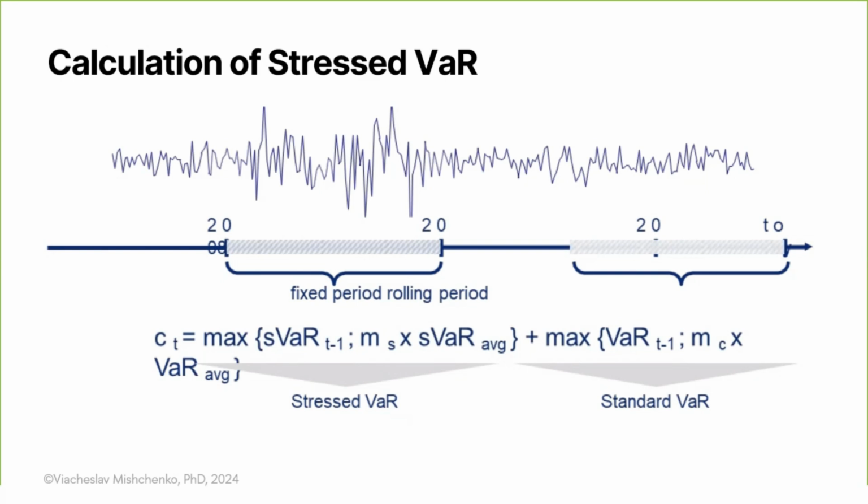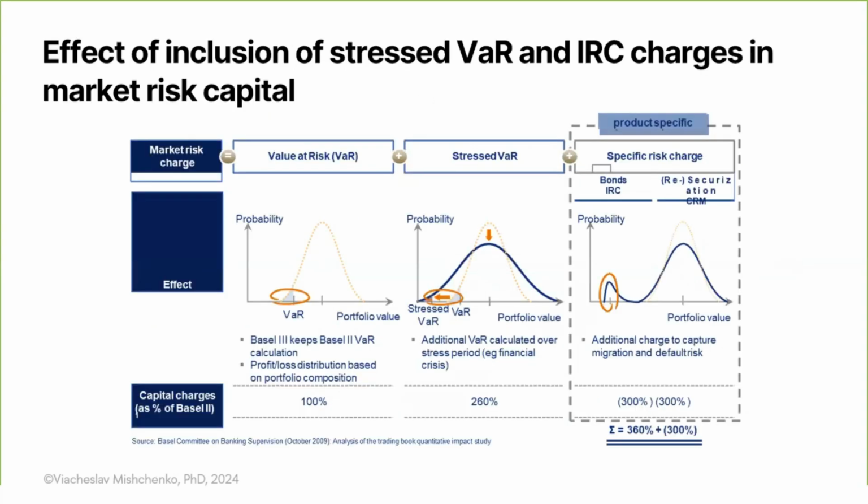And if you look at the formula here on the slide, for example, we are taking the maximum of yesterday's stressed VaR and the average stressed VaR over the last 60 days, which is consequently multiplied by a factor. And here we are adding that to our standard value at risk calculation. That is the meaning of the formula. So it's like an add-on.